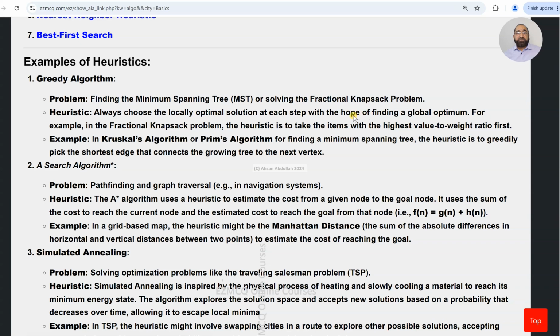but for certain problems it may not work, in the hope of finding a global optimum, that is the best possible result. And of course, the greedy strategy is to take the items with the highest value to weight ratio first for the fractional knapsack problem.